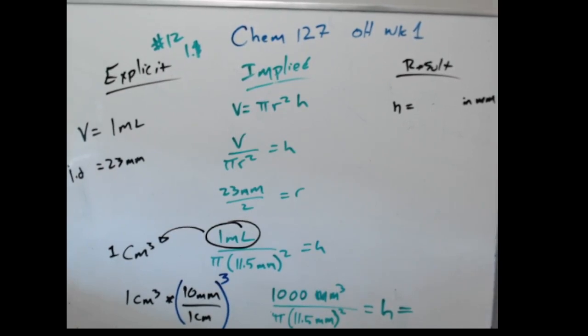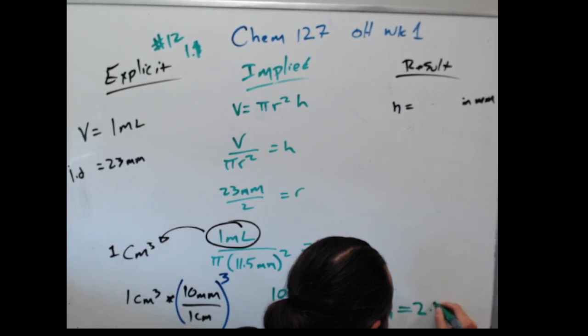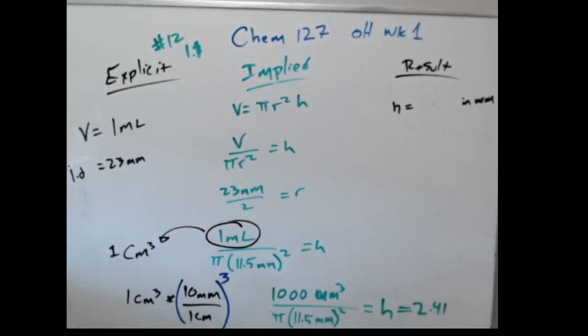This is number 12 on 1.1. What'd you get? I got 2.4. That's what I got. We're going to call it 2.41. Right, because the 0.7 is going to round up. We've only got 3 sig figs. Technically, I think we only have 2 sig figs, but 2.4-ish. Right, which is about the 2 we were expecting.